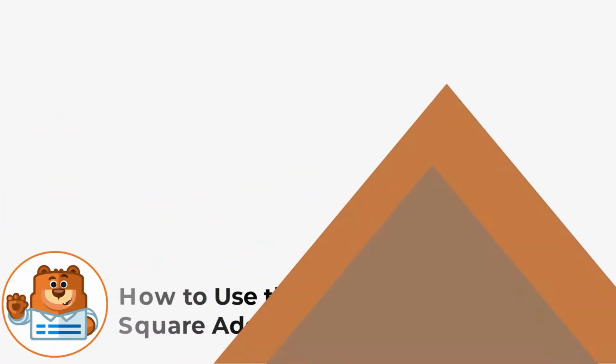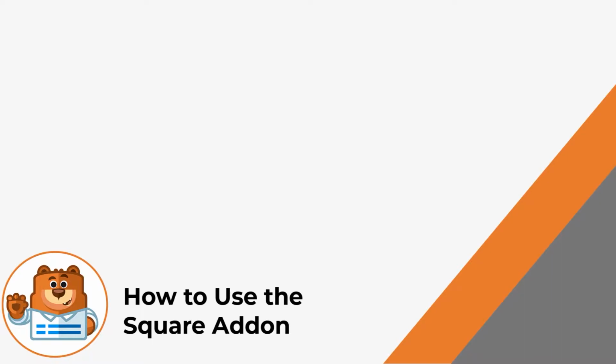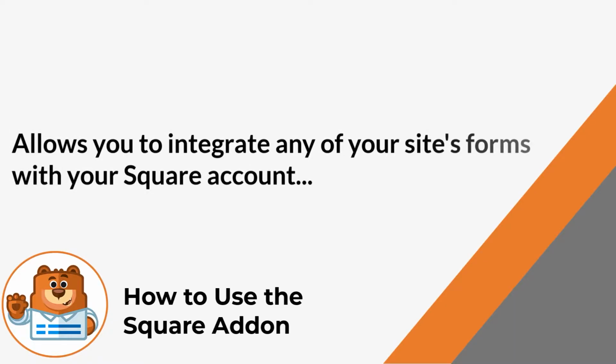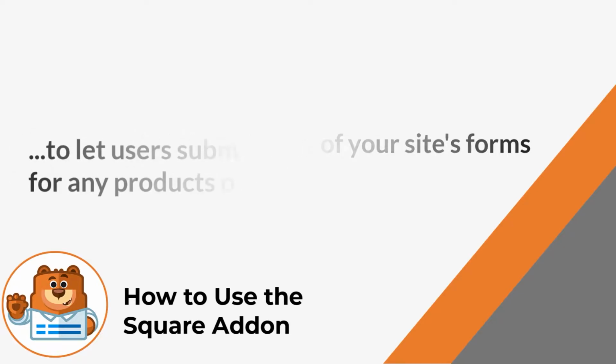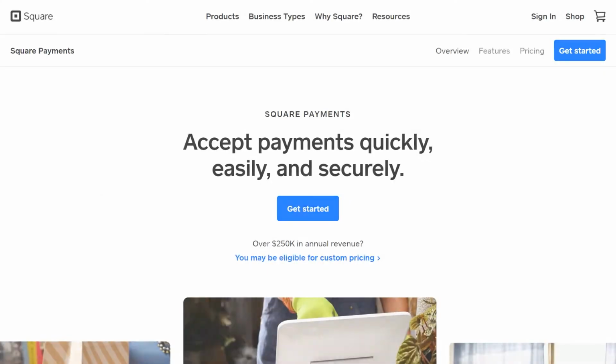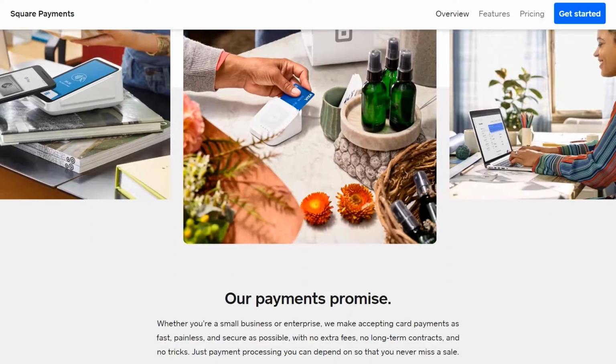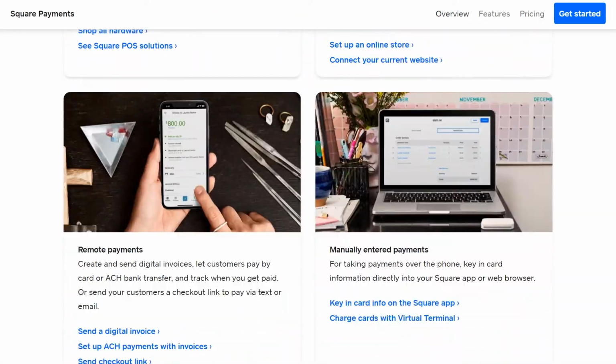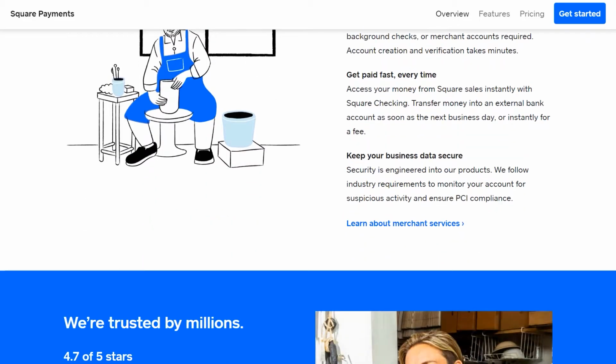In today's video, we're going to learn all about how to use the Square add-on by WPForms. The Square add-on by WPForms allows you to integrate any of your site's forms with your Square account to let users submit credit card payments for any products or services you may have to offer. Square processes payments for all types of businesses, and its straightforward fee structure makes it well-loved among big and small business owners alike. With that said, let's jump right in.